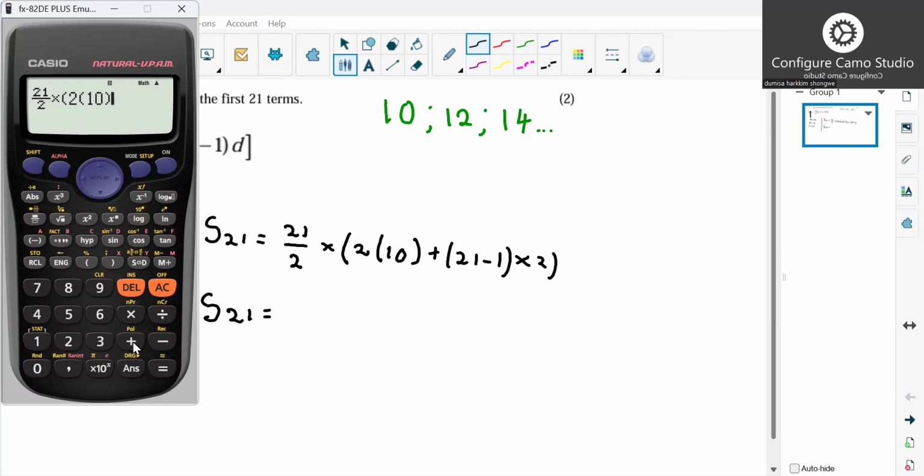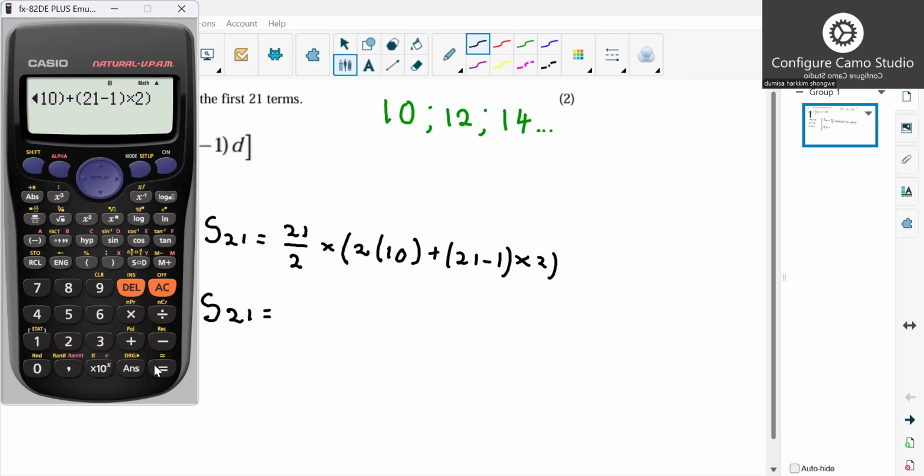But if you are confident, the nicest thing about your calculator is that it's going to tell you if you made a mistake. It's going to say syntax error. Then we say plus, open bracket again. We say 21 minus 1. Then we close the bracket. Then we say multiply by 2. Then we close our bracket.